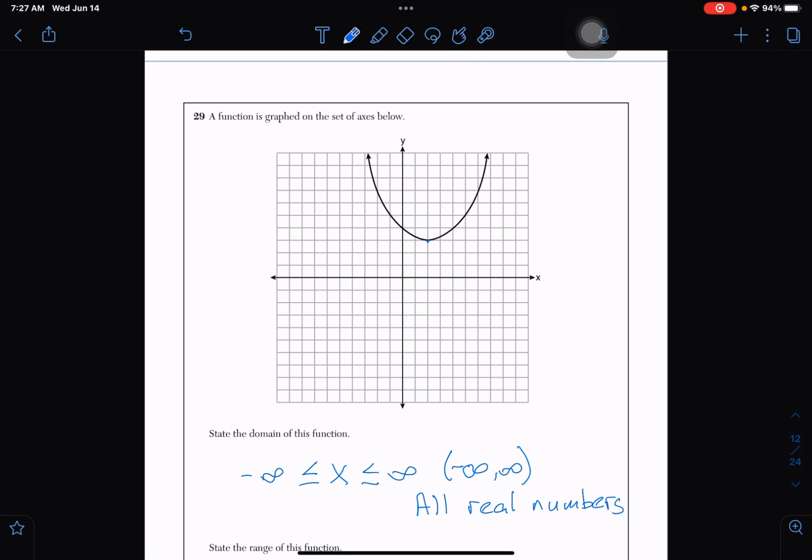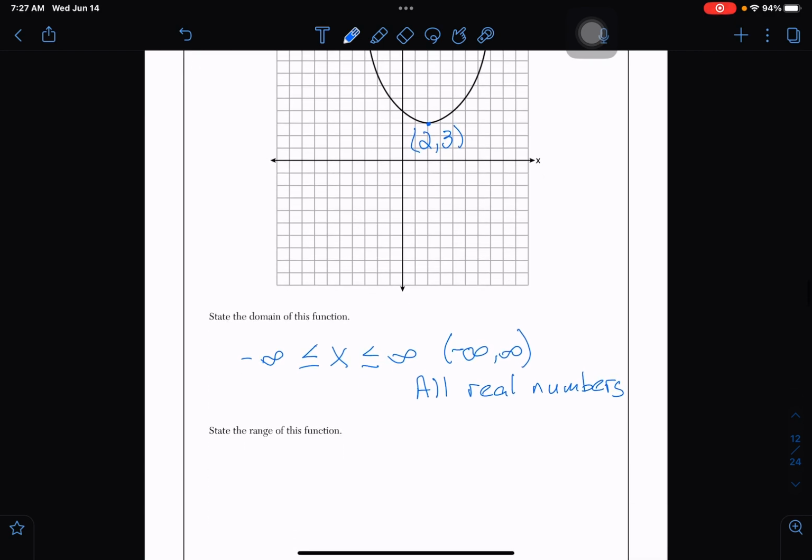All right, for the range, we have to get this turning point here, which is the point 2, 3. So to state the range, it's going to be y greater than or equal to 3. Okay, you could write it like that. If you wanted interval notation, it would look like this: 3, comma, all the way to positive infinity.